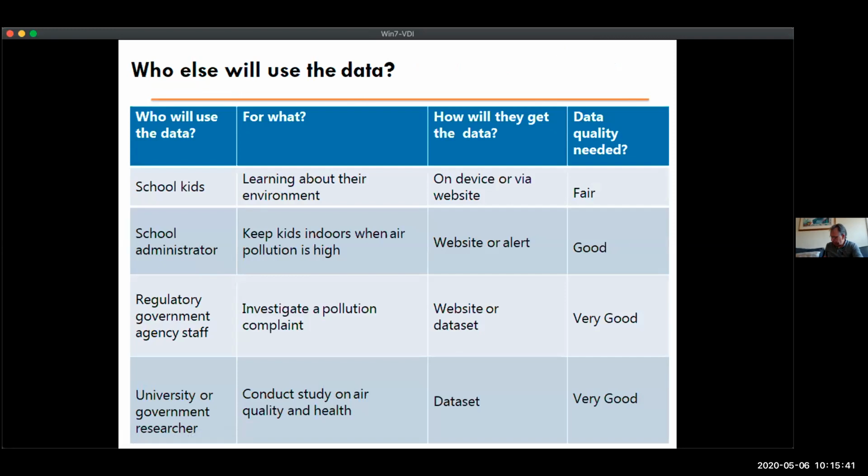So in terms of considering who else may use this data, it for how they would get the data, and then what kind of data quality would be needed for those uses, intended uses. So these are some examples of specific kinds of end users that you may want to consider. Next slide.